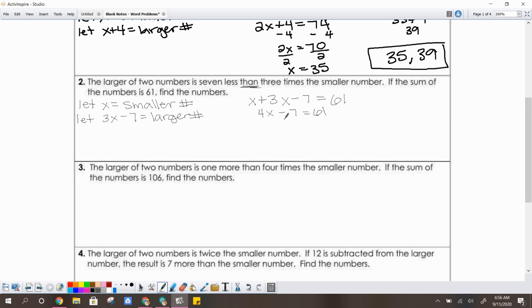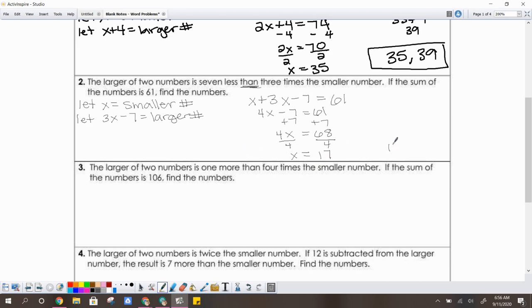And we have our 2-step equation, so now we can add 7. And we get 4x equals 68. And then divide by 4. So our smaller number, x, is equal to 17. But now we need to figure out what our larger number is.